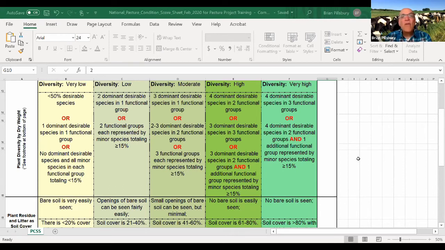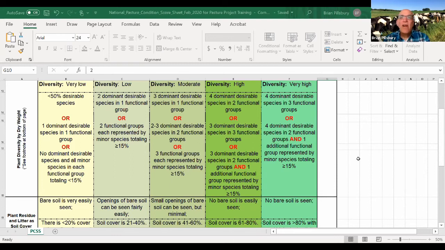And what we're looking for in desirable species are plants from basically 3, if not 4 functional groups: cool season grasses, warm season grasses, legumes, and non-leguminous forbs. Those are the 4 groups that you're really looking for. So if you have 3 dominant functional groups, you're up there in the 4 and 5, very high diversity.